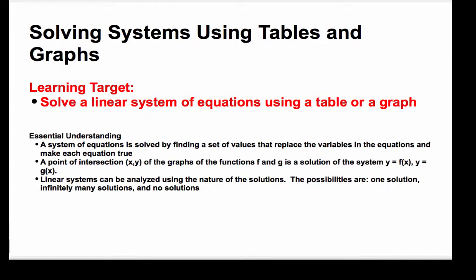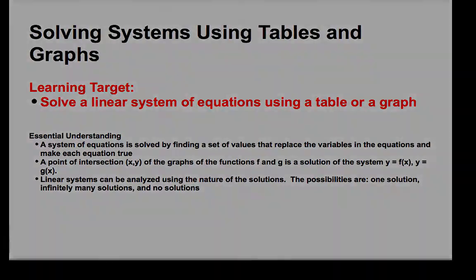Some essential understanding for the lesson. A system of equations is solved by finding a set of values that replace the variables in the equations and make each equation true. A point of intersection, (x, y), of the graphs of the functions f and g is a solution of the system y = f(x) and y = g(x). Linear systems can be analyzed using the nature of the solutions. The possibilities are one solution, infinitely many solutions, and no solutions.